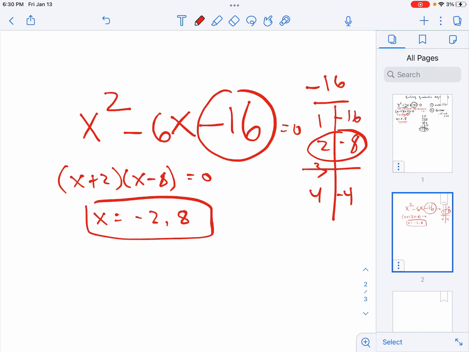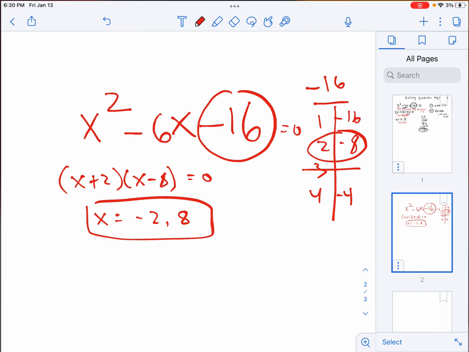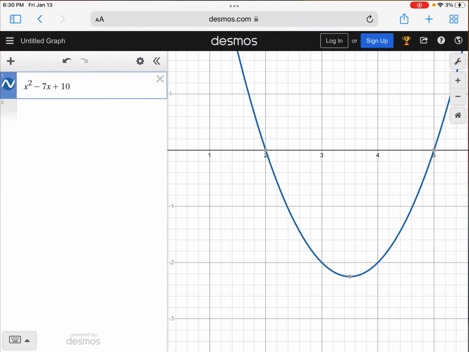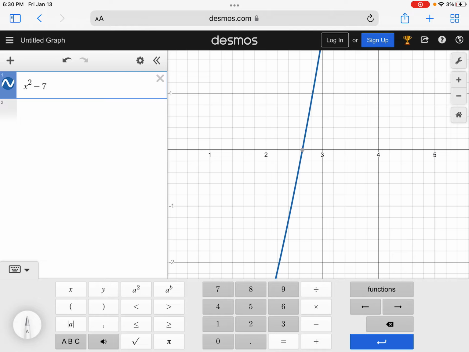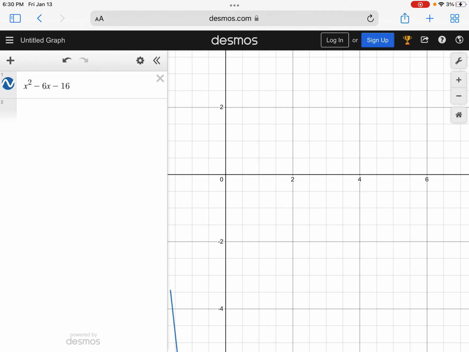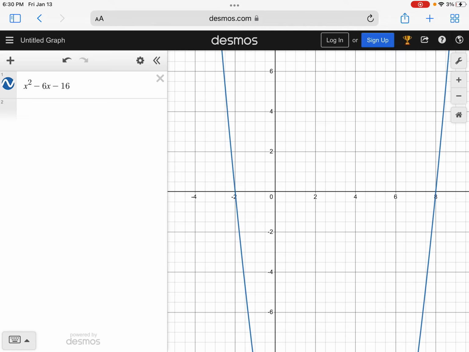Let's go ahead and drop this guy into Desmos and see if we get the same answer here. So here, this is going to be x squared minus 6x minus 16. Let's zoom out. And yep, here are the solutions, negative 2 and 8.